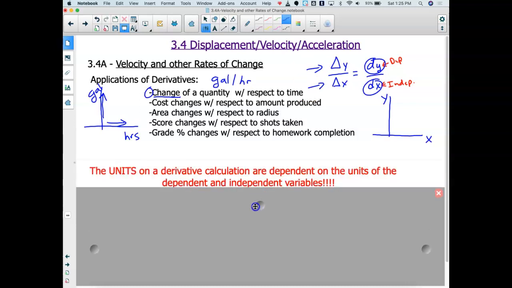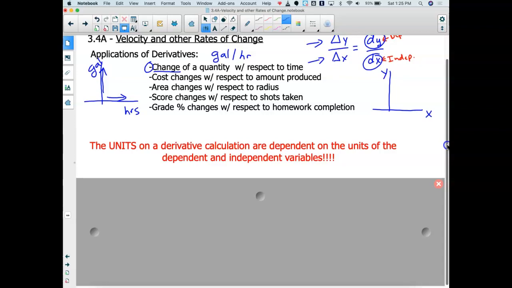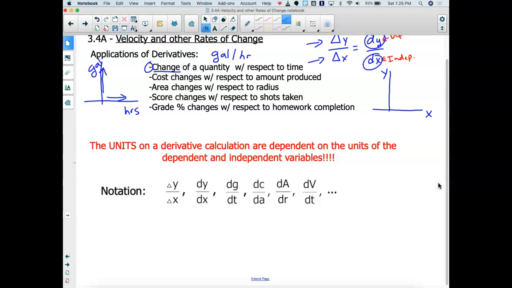Now, units on a derivative calculation are dependent on the units of the dependent and independent variables, okay? That's exactly what I was talking about up top. There are lots of different notations we can be looking at: delta y over delta x, dy over dx. Most of these are the ones we will be using, the differential notation, okay? And a graph like this tells me a lot at the same time.